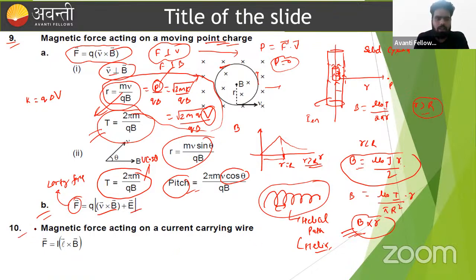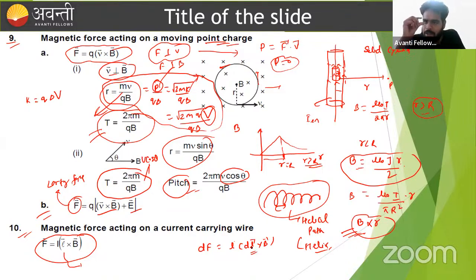Okay. And next one is the magnetic force on a current conducting wire. F equal to I L cross B. L is a vector quantity, small dl vector. We can say this formula is written as dF equal to I dl cross B. Beta, one thing we have to note down here: dl is a differential length vector.